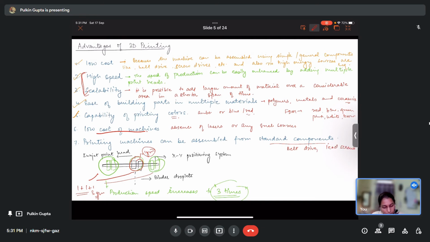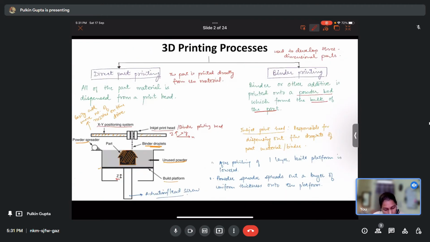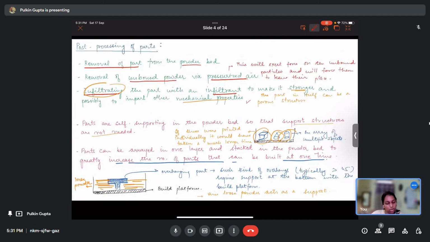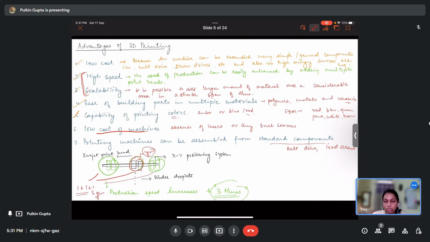So you see, let us go back to the first slide. So you see here, no complicated parts are there. There is just a build platform, an XY positioning system which can be a belt drive or a lead screw, this printhead which is simply a nozzle. Okay, and there must be a lever to raise and lower this platform.